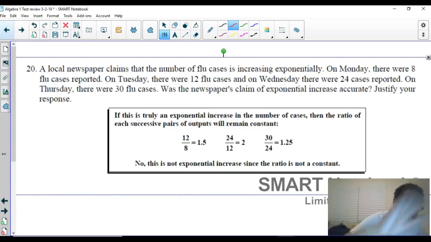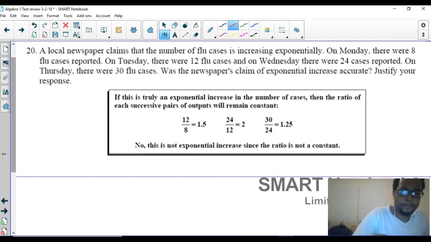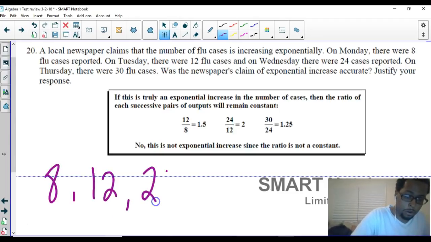A local newspaper claims that the number of flu cases increased exponentially, meaning that there's some type of exponent there. On Monday, there were 8 cases of the flu. On Tuesday, there were 12 cases. On Wednesday, there were 24 cases. On Thursday, there were 30 cases. Was the newspaper claim of an exponential increase accurate? Justify your response. So, they said, we start out with 8. Then we went to 12. Then we went to 24. And then we went to 30.